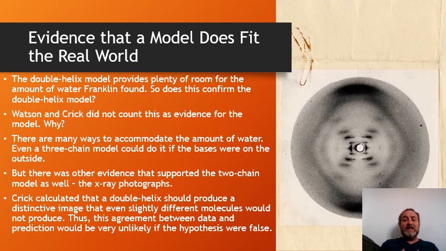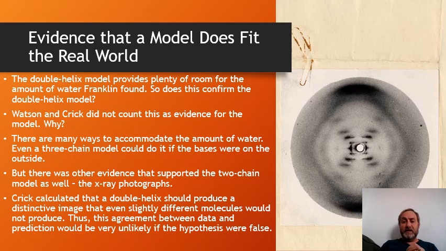Well, there are lots of different ways to accommodate that amount of water. You could do it with a three-chain model if you put the bases on the outside. If you recall, that was a question for them for a while. Where do the bases go? Are they inside the chain? If so, how do they match up in a way that keeps the chain uniform throughout? Do the bases go on the outside? They decided on the inside. So there are lots of different ways to make different models accommodate that data, and for that reason, they didn't hang their hats on the amount of water matching up with the two-chain model.